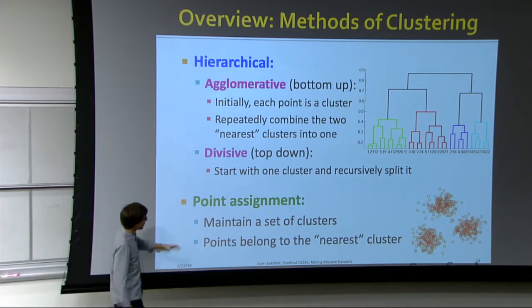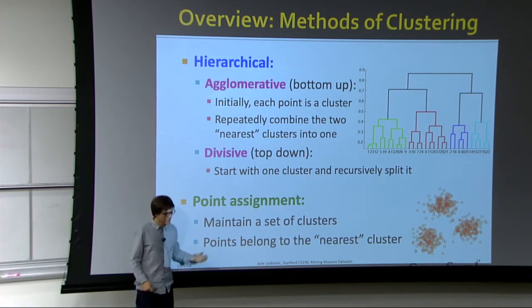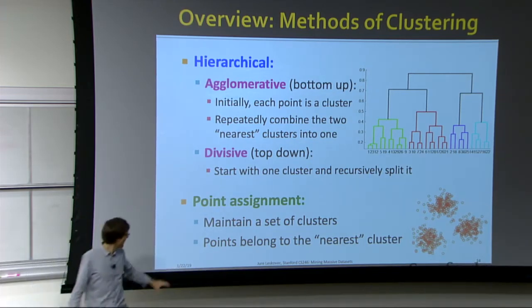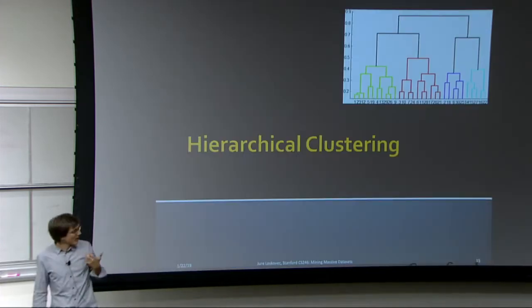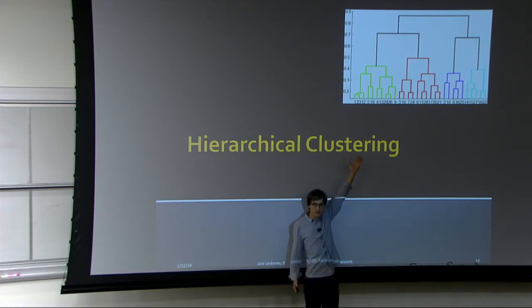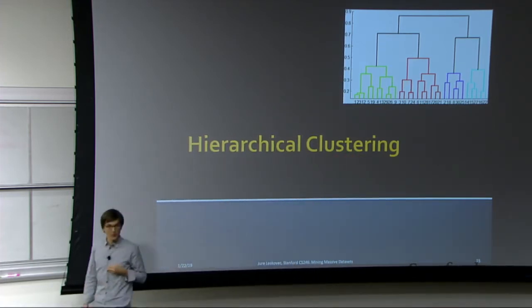And then, point assignment, the way this works is that you maintain a set of clusters, and then you assign points to the nearest cluster. And we'll talk about this as well. But first, hierarchical clustering, right? Where the concept that I want to convey is this notion of a dendrogram, this type of hierarchy that tells me how these clusters fit together.